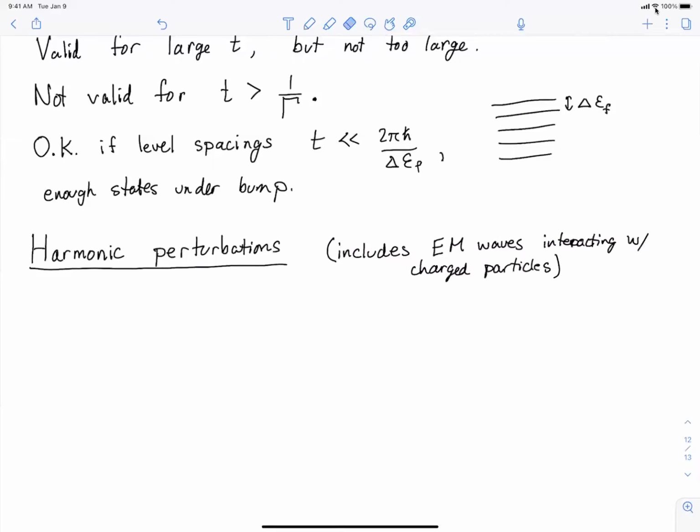And to see why, let's just write down what our harmonic perturbation looks like. Okay, it's going to be 0 for time t less than 0. And it's going to be this thing, v e to the i omega t plus v dagger e to the minus i omega t for t greater than 0.